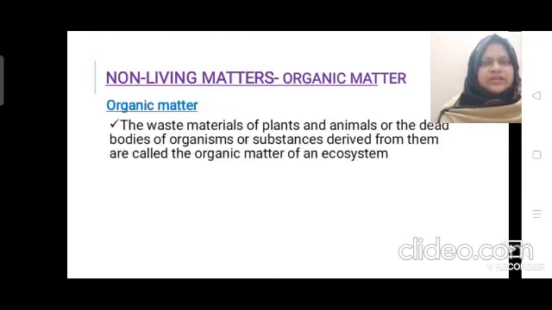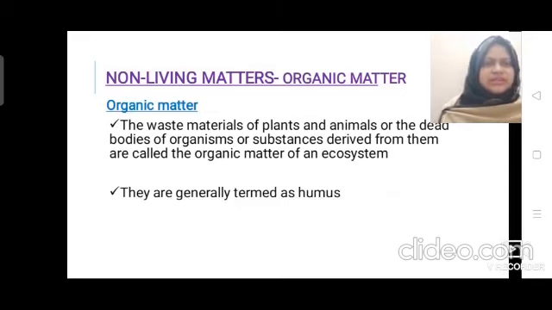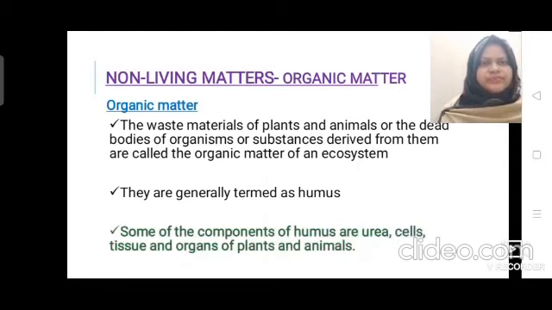Organic matter: the waste materials of plants and animals or the dead bodies of organisms or substances derived from them are called the organic matter of an ecosystem. They are generally termed as humus. Some of the components of humus are urea, cells, tissue, and organs of plants and animals.